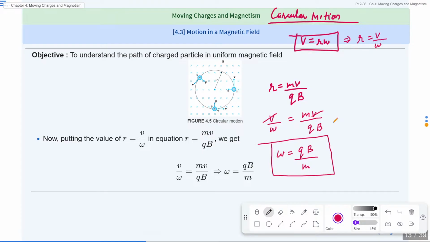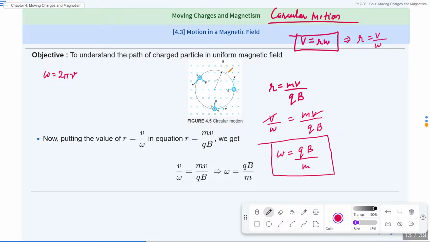And we know, what is the relation between angular velocity and frequency? Omega is 2 pi into nu, where nu is the frequency of that charged particle. Frequency means how many rotations, how many revolutions that charged particle completes in one second, or in unit time. That is frequency.